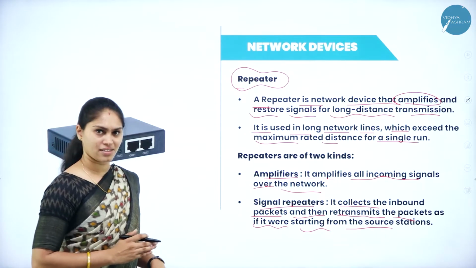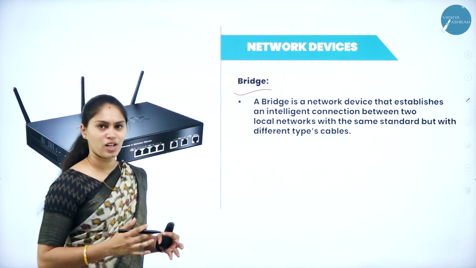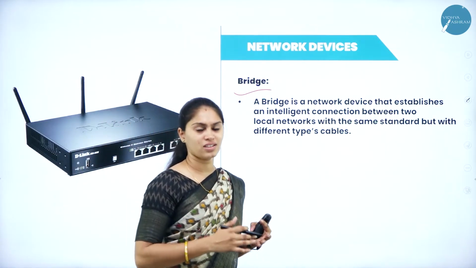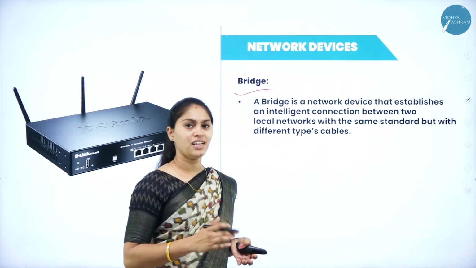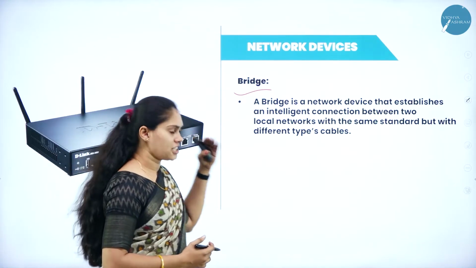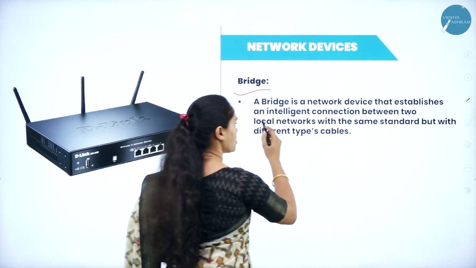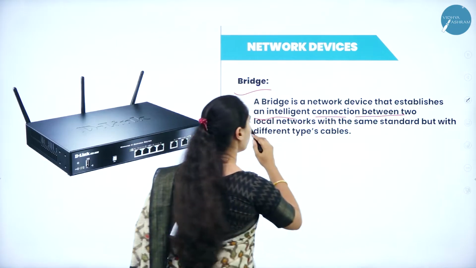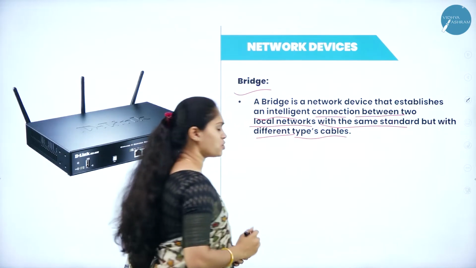Types of repeaters. We'll see the next one, that is bridge. So as we all know, we have a network. In that we have a hub, we have repeaters. Everything is mainly to strengthen the signal. Then what is the use of having this bridge? It is also a network device that establishes an intelligent connection between two local networks with the same standard but with different types of cable.